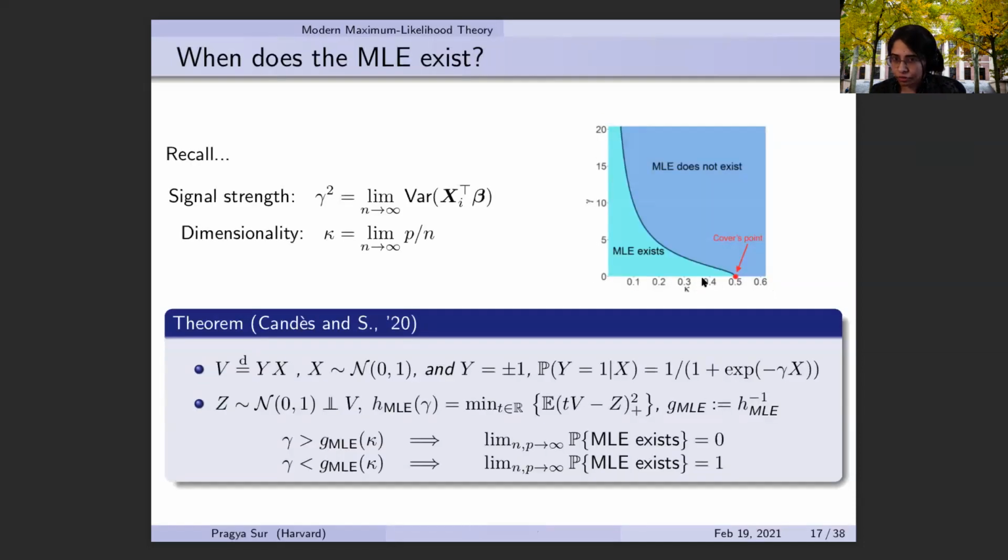Okay, another remark is that this point on this curve is known as Cover's point due to Tom Cover, who's a very well-known information theorist, for historical reasons. So he had shown during his PhD that this is a point of, if you look at the global null setting where this beta is 0, he had studied that setting, so you don't have any signal. Then kappa equals 0.5 is the point above which the MLE does not exist, and below it always exists. So we are able to generalize that to these other signal strengths.